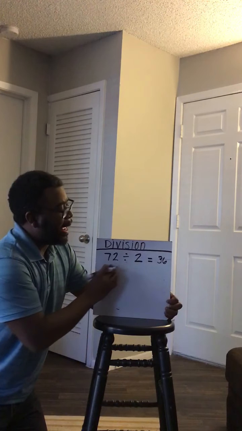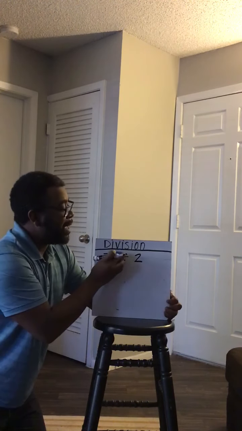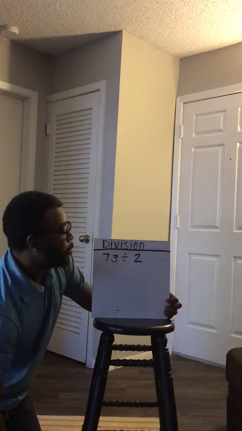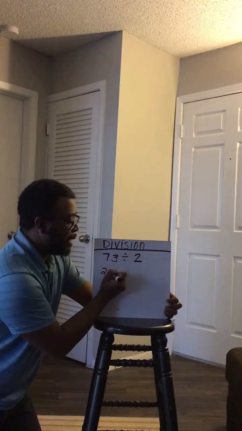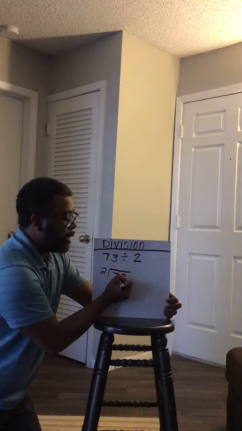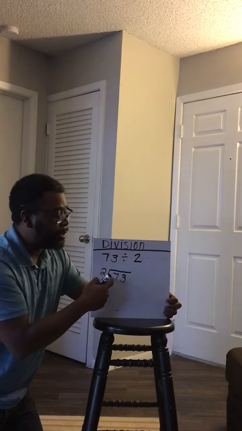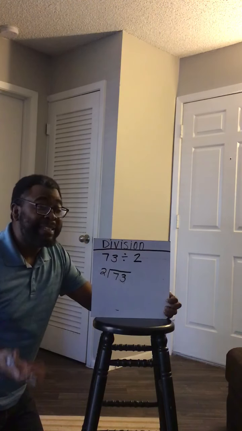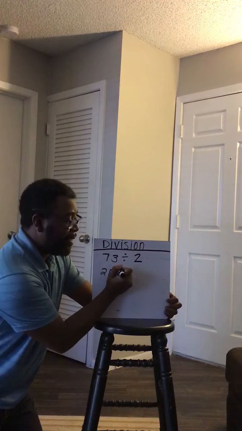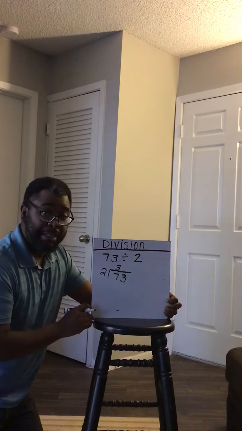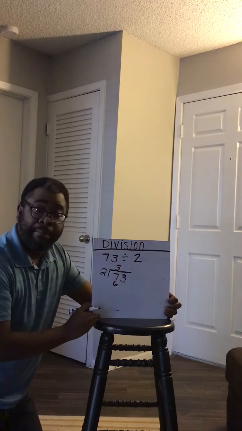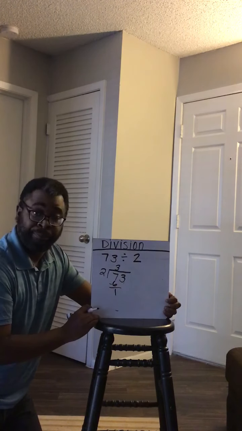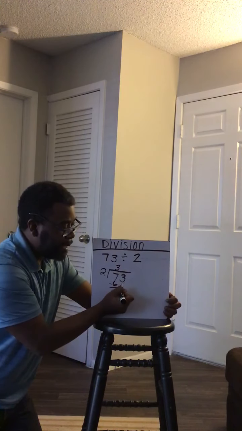So let's say we have 73 divided by 2. Well, let's try it again. I want to know how many times 2 can go into 7. So 2 times what gets me 7, or at least as close as I can get? We said that 2 times 3 is as close as I can get to getting to 7, and 2 times 3 is 6. 7 minus 6 is 1. I can't have a remainder, so I bring it down.